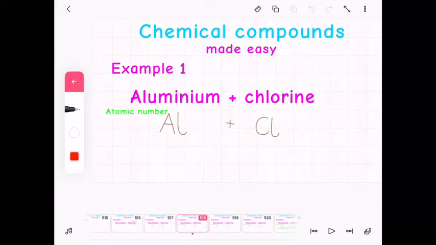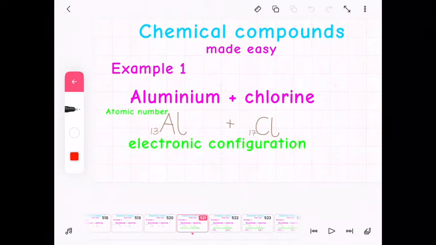Step 2 says you get the atomic number. On the periodic table, we can know the atomic number for aluminium to be 13 and the atomic number for chlorine to be 17. Step 3 says we should find the electronic configuration. Once we know the atomic number, we need to distribute the electrons. The electronic configuration tells us how the electrons are distributed on the various shells or quantum numbers.